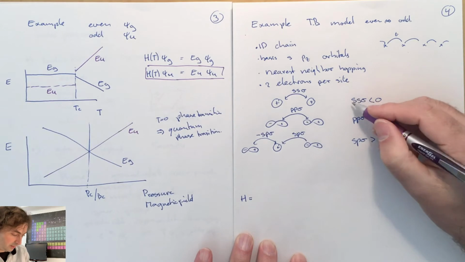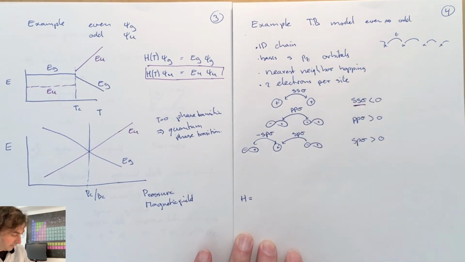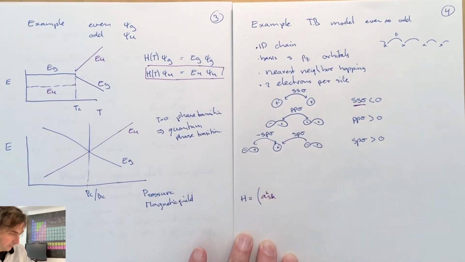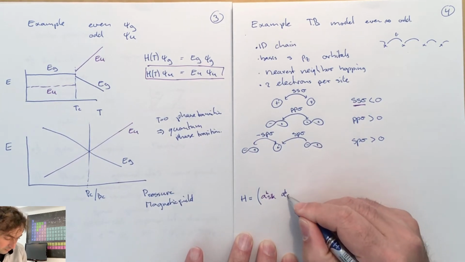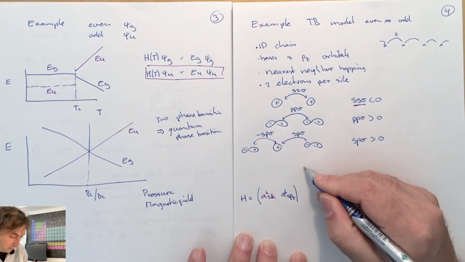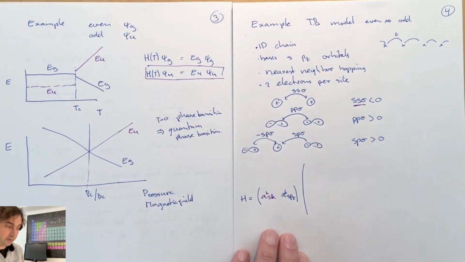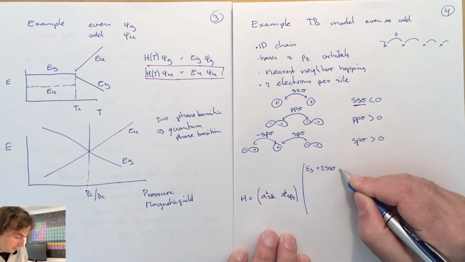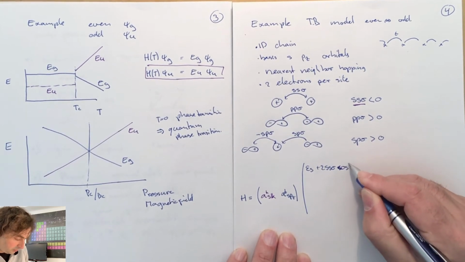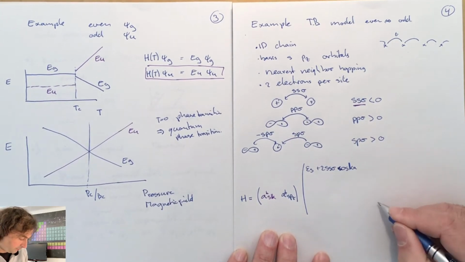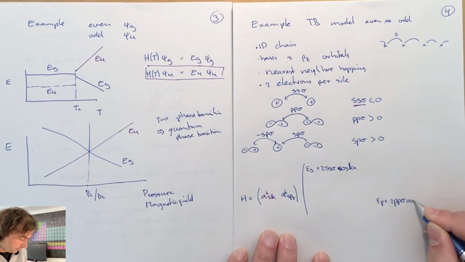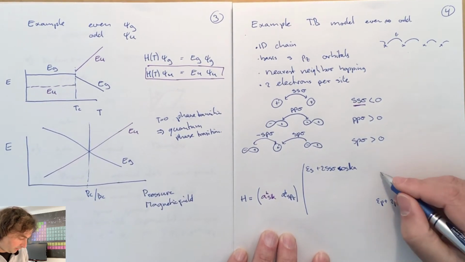And let's make the s orbital magenta and the p orbital blue. So we have our creation operators of the s and the pz orbital. Then we have a 2 by 2 matrix for our Hamiltonian, epsilon s plus 2 ss sigma cosine ka, epsilon p plus 2 pp sigma cosine ka.